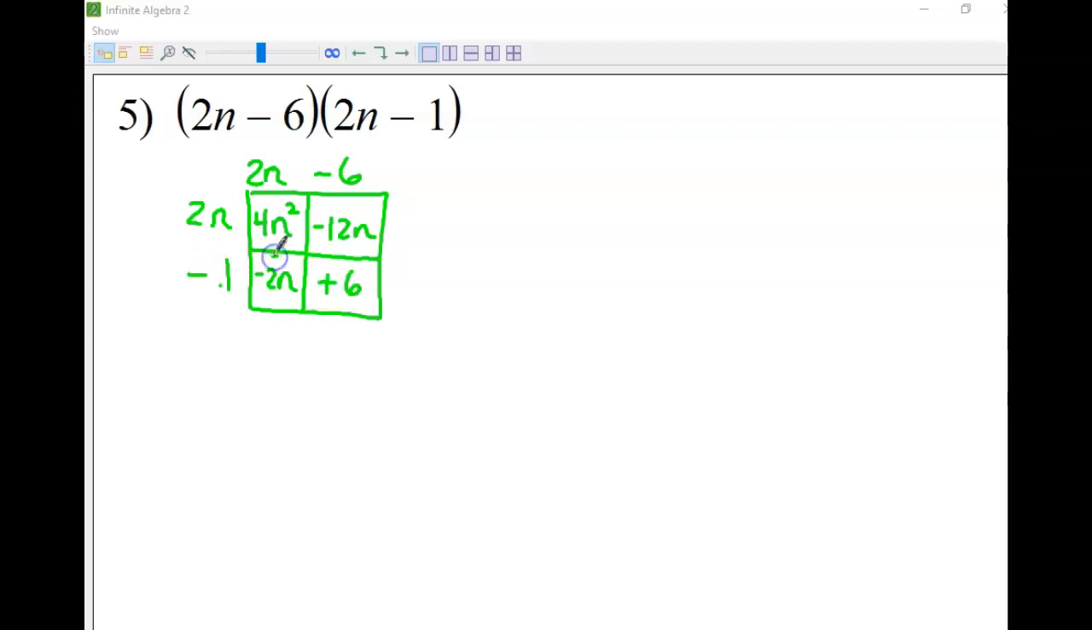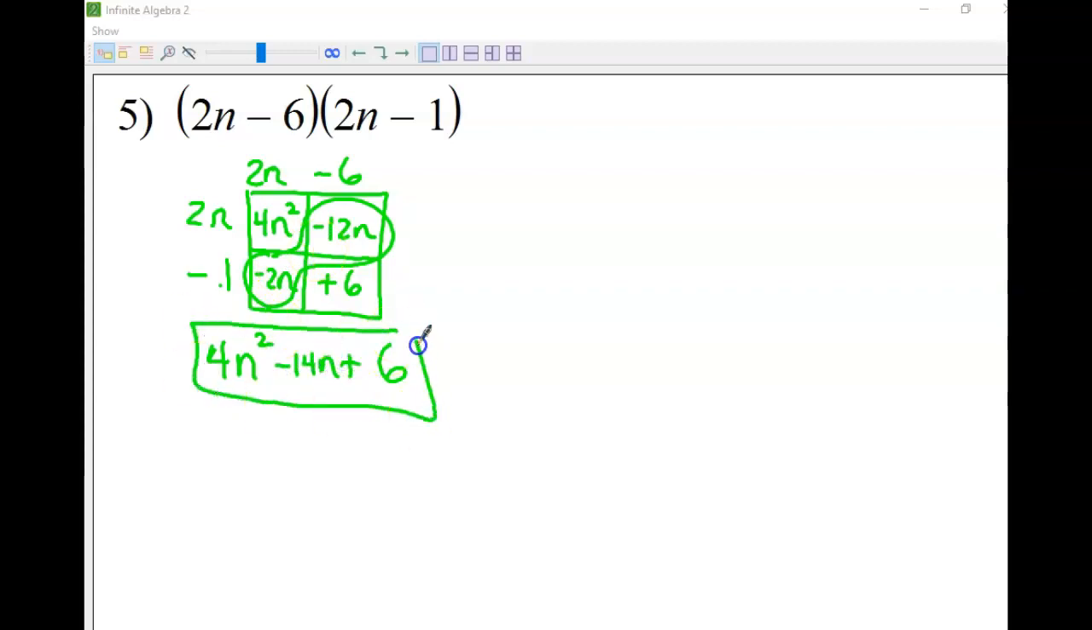And then we want to combine our like terms, right? Those are our like terms. So we have 4n squared. And we have 6, but what goes in the middle is these two things combined, right? So what's negative 12 plus negative 2? Negative 14. There you go. Exactly, yeah. Questions?